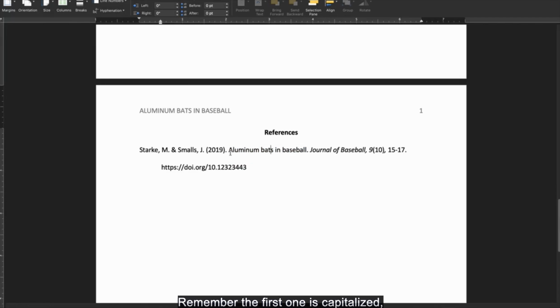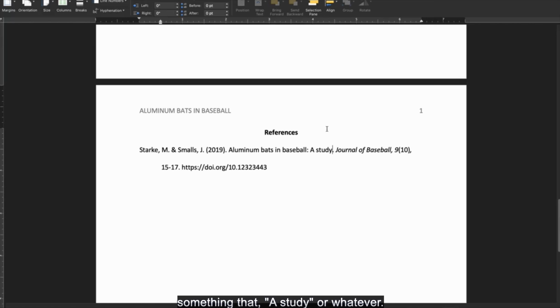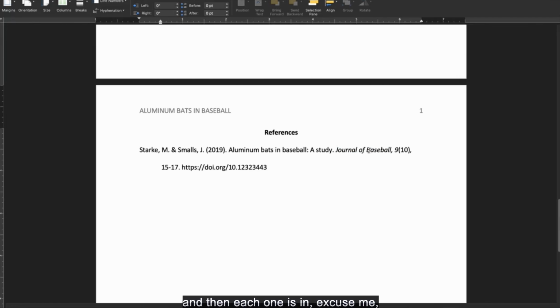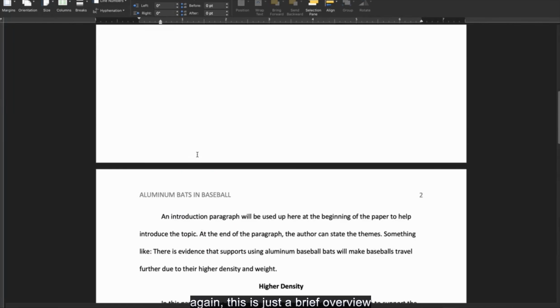Remember, the first word is capitalized, the rest are not, unless it's after a colon, something like that, a study, or whatever. Your journal title is in italics, and each word is capitalized except for words like "of" and stuff like that. Then the volume is in italics, the issue is not, then page numbers, and if you have a DOI, it goes there. All right, so again, this is just a brief overview of a literature synthesis.